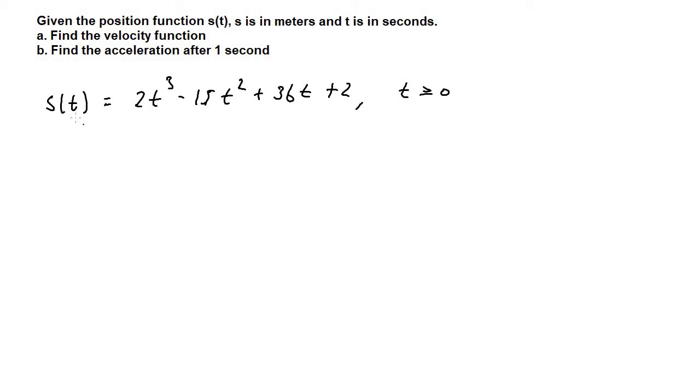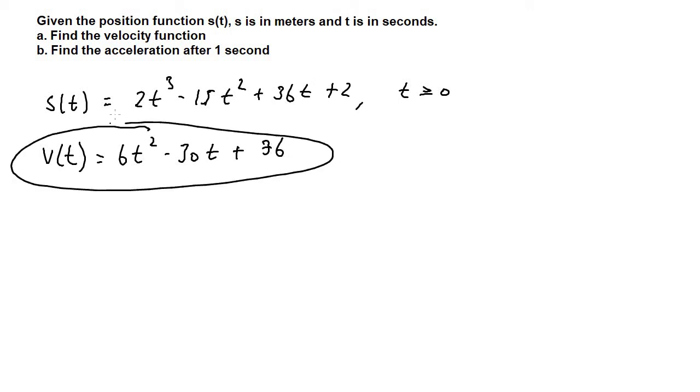So let's go ahead and find the velocity given the position function. So if s of t is position, then v of t is just going to be the derivative. So we take the derivative of 2t cubed, which is going to be 6t squared, minus derivative of 15t squared is going to be 30t to the first, or 30t, and then plus derivative of 36t, that's going to be 36, and derivative of 2 is 0. So this is going to be the velocity function for part A.